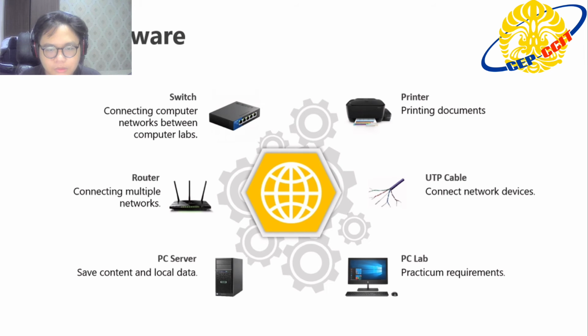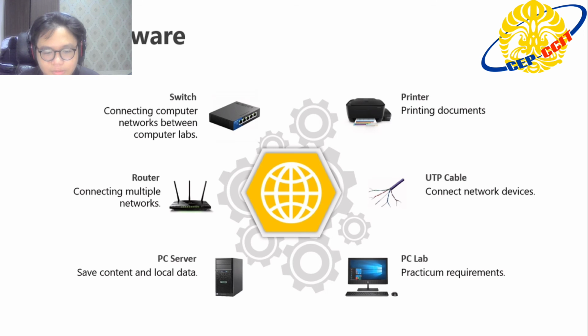We will now get into the hardware list of the vocational high school. Firstly, the switch. It is used for connecting computers between computer labs. Next is the printer, which is used for printing documents. The third item is the UTP cable. It can be used to connect network devices.